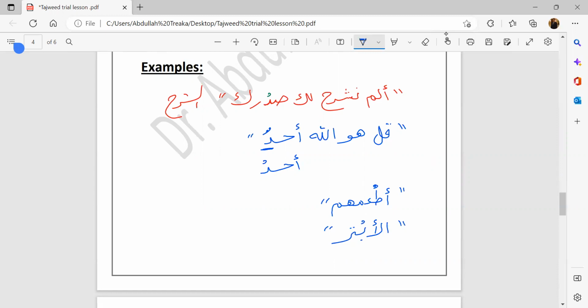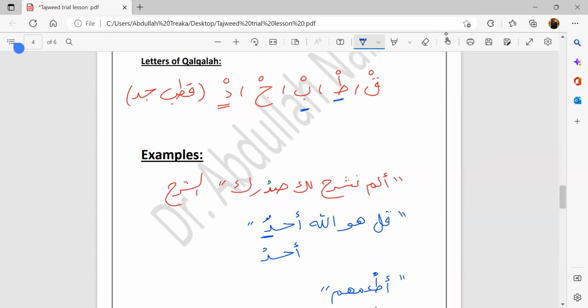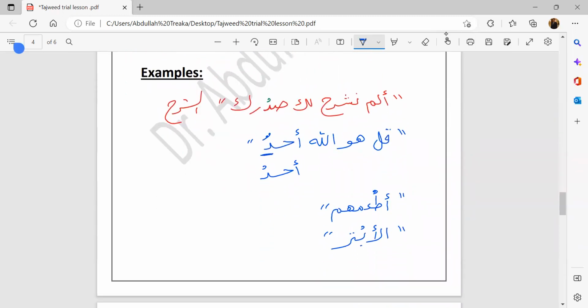Another example is إن شانئك هو الأبتر. This is ba, one of the qalqala letters. So we say إن شانئك هو الأبتر. Don't say it with a vowel. الأبتر. This is qalqala.